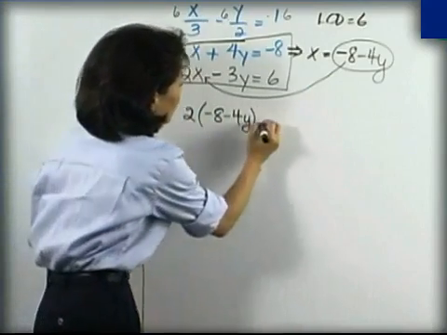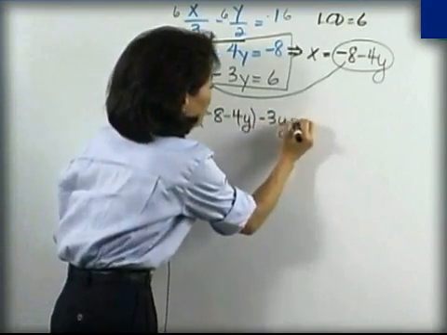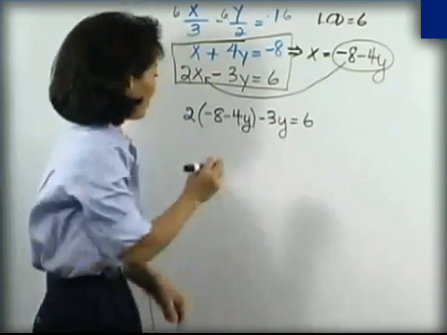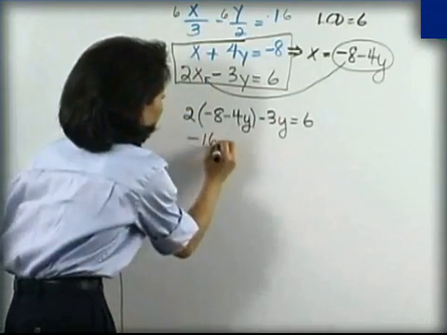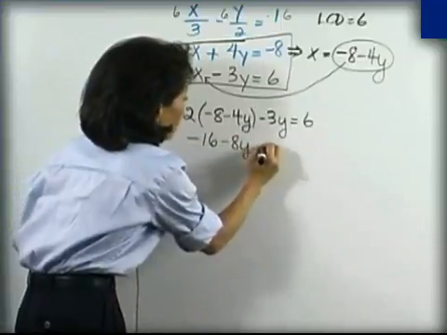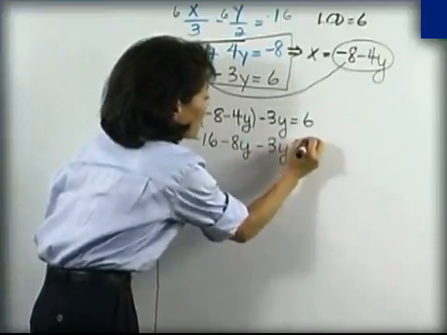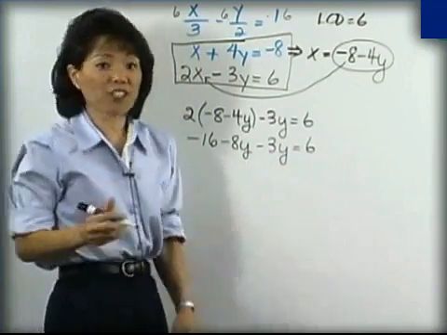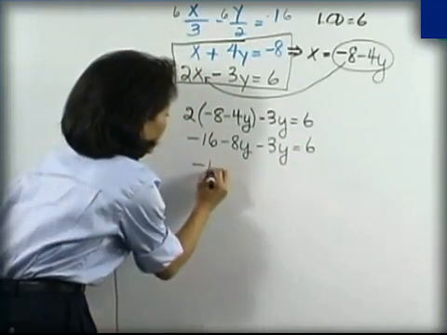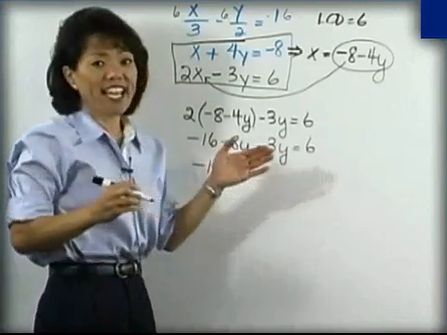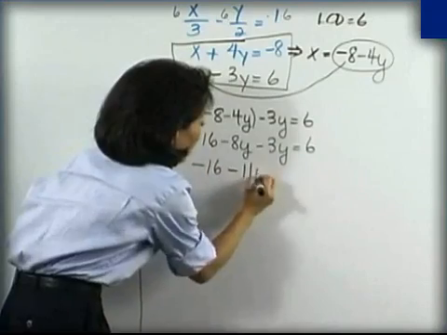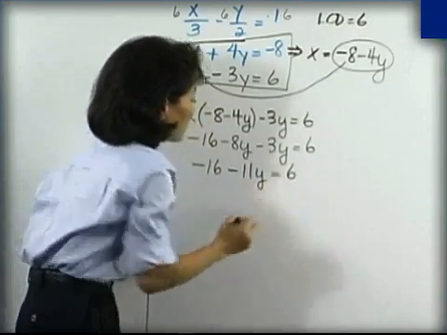So making the substitution gives me 2, and in place of x, I'm putting negative 8 minus 4y, minus 3y is equal to 6. Do you recognize the distributive property here? That gives me negative 16 minus 8y minus 3y is equal to 6. Now all we have to do here is collect like terms. Negative 8y and negative 3y give us negative 11y, so negative 16 minus 11y is equal to 6.